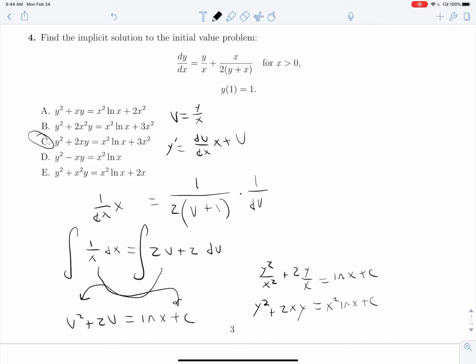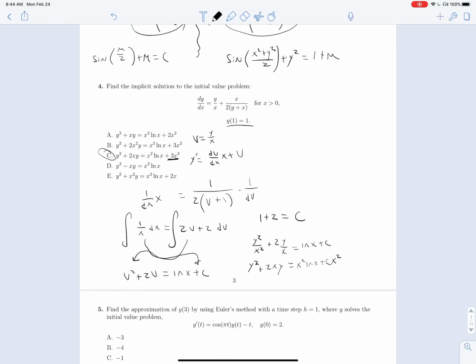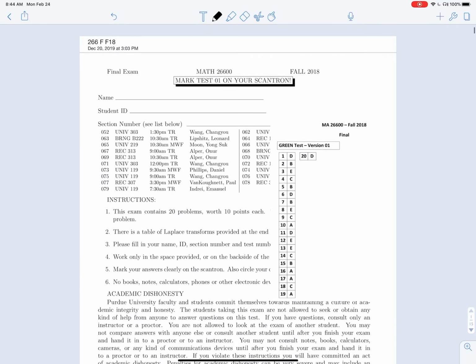So let's plug in y of 1 equals 1. That's 1 plus 2 times 1 times 1 equals 1 times ln 1, so 0 plus c. And so that gives us that value of 3 for c. And it looks like over here I forgot, when I was multiplying everything by x squared, to multiply c by x squared, but that's a mistake that we can catch now. Okay, so our answer is C.